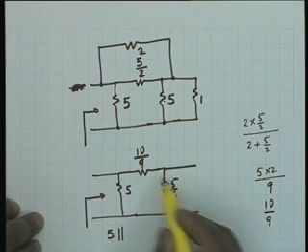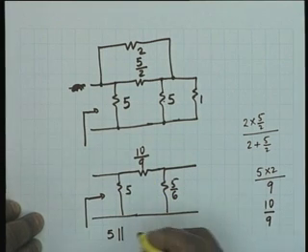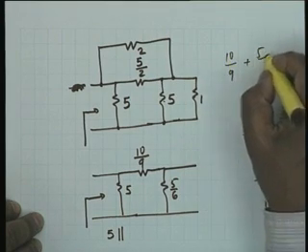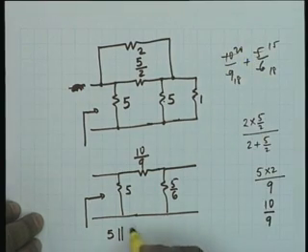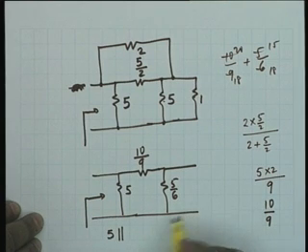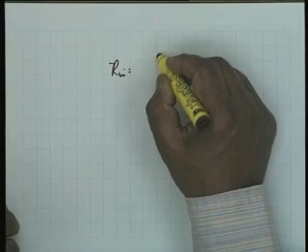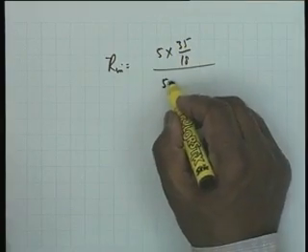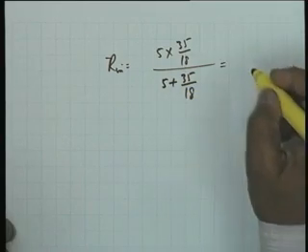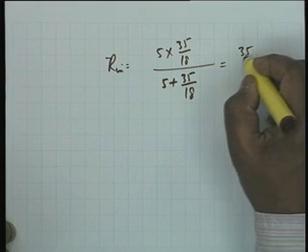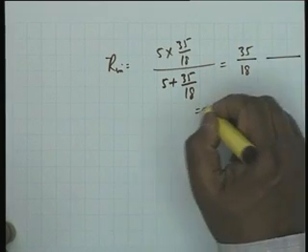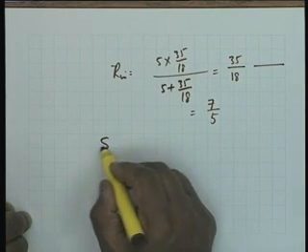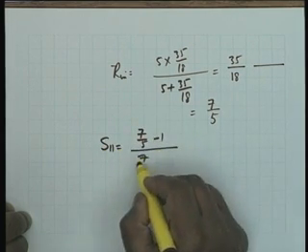How much is that? 10 by 9 plus 5 by 6. You know how I do things, I make this 18. So 15, 20, 35 by 18. So R in is equal to 5 multiplied by 35 by 18 divided by 5 plus 35 by 18. There is no reason why I cannot divide by 5. So 35 by 18. You guarantee this is 7 by 5? Okay, fine. So capital S11 would be 7 by 5 minus 1 over 7 by 5 plus 1. This is equal to 2 divided by 12, which is 1/6.